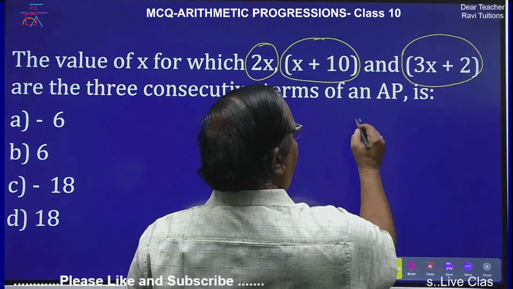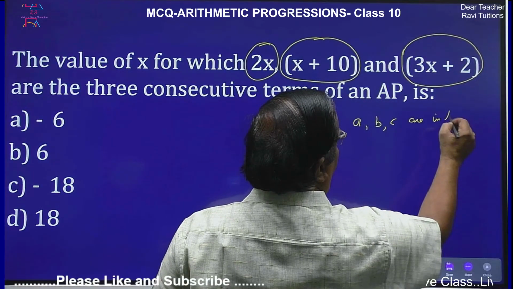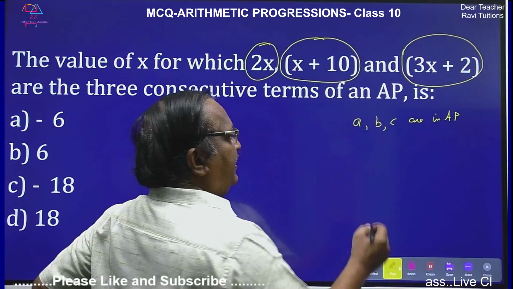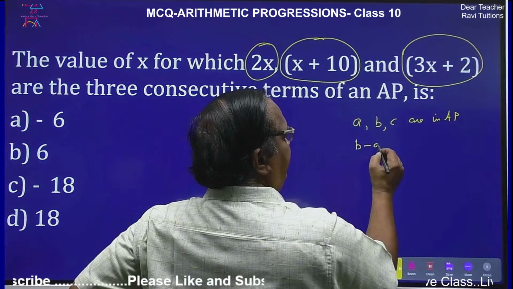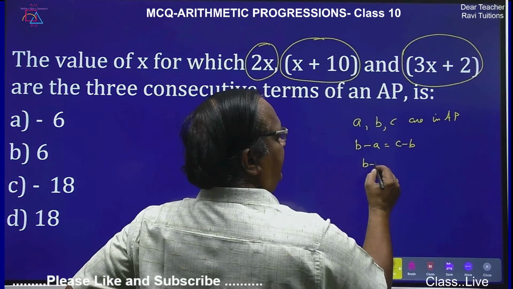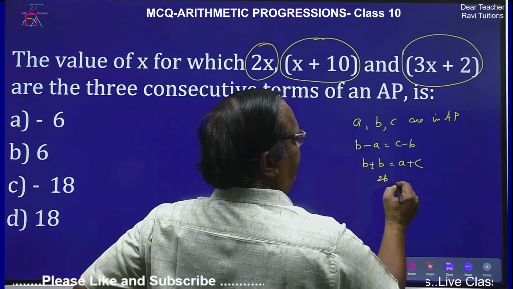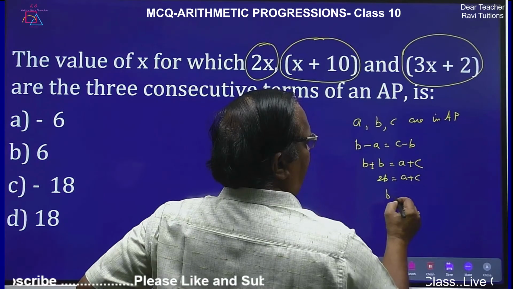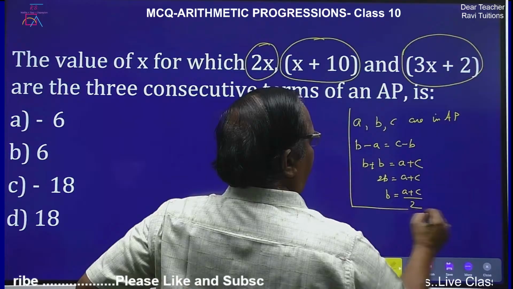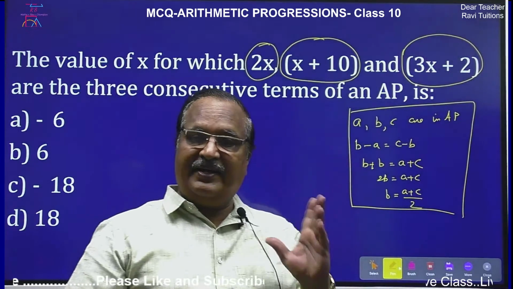Suppose A, B, C are in AP, continuous terms, so then what happened? Common difference will be same. B minus A is equal to C minus B. So bring B here, B plus B is equal to A plus C. So 2B is equal to A plus C and B is equal to A plus C by 2. This is a very important concept.